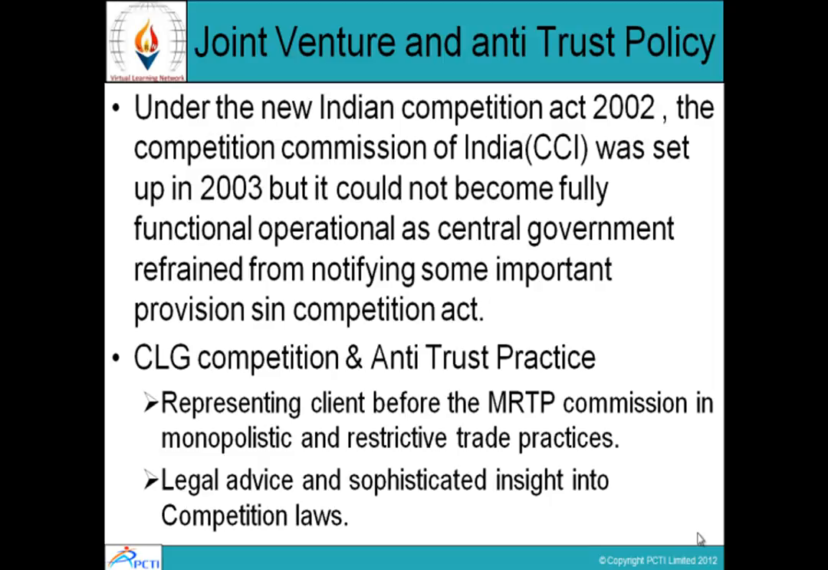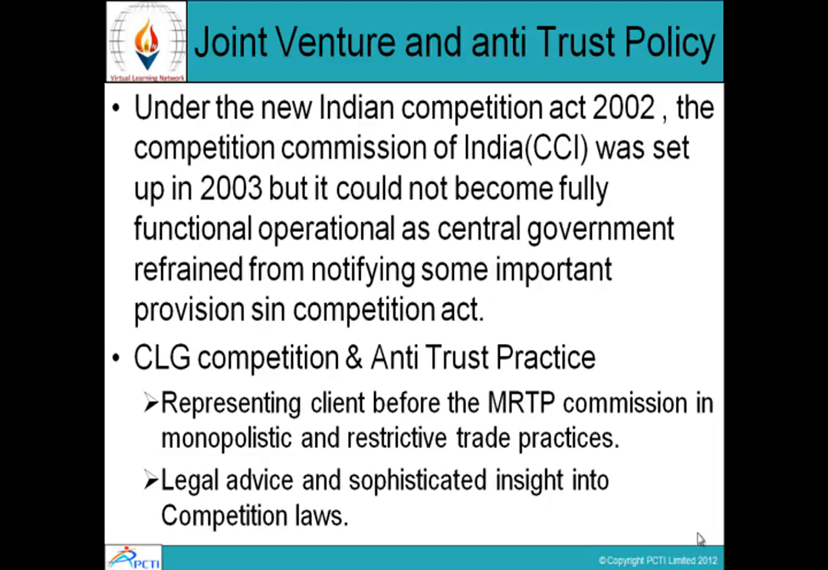When we talk about joint ventures and antitrust policy, under the new Indian Competition Act 2002, the Competition Commission of India, that is CCI, was set up in 2003, but it could not become fully operational, as the central government refrained from notifying some important provisions in the Competition Act.